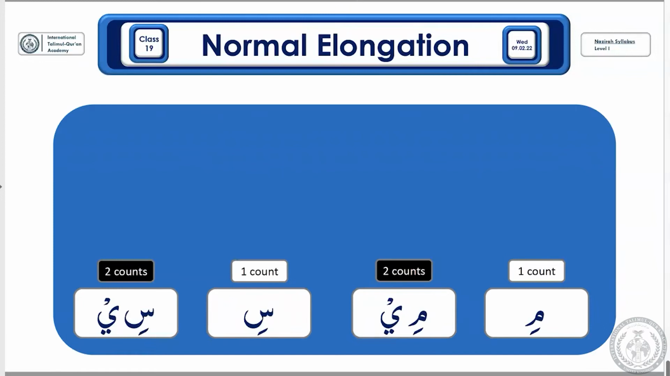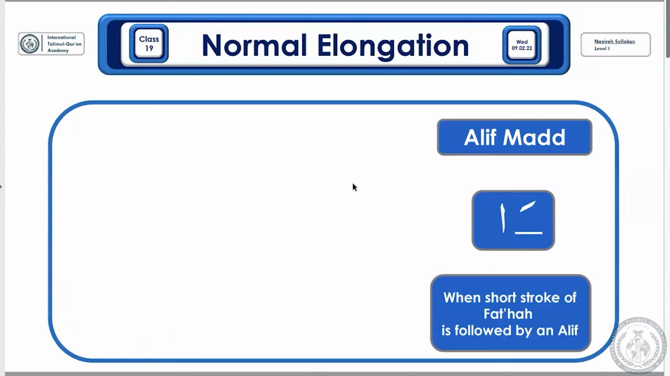Now, since we have gone through all of the letters of prolongation, so all the huruful mad, I'm going to quickly recap whatever we've learned this week on the huruful mad. The first thing you learned was about alif mad. So you learned that alif mad is when the short stroke of fatha is followed by an alif. And you can see that this alif is blank. It doesn't have any stroke on it. So a letter carrying a fatha followed by a blank alif, that is known as alif mad.